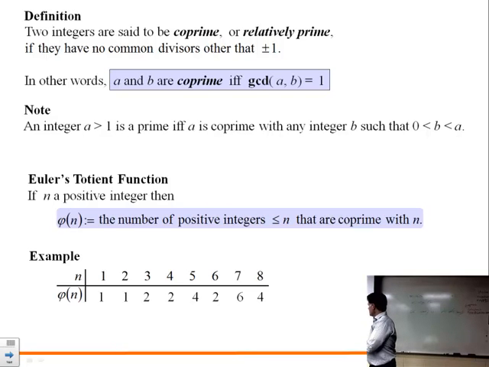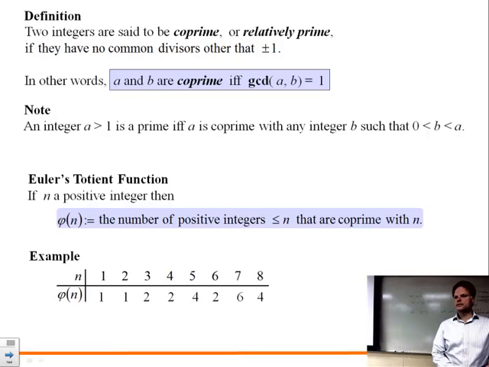4, I've got 2 numbers coprime with 4 less than it, the odd numbers, 1 and 3. 5, all 4 numbers between 1 and 4 are coprime with 5. 6, I only have 2 numbers coprime with 6. What are they? 1 and 5. All numbers less than 7 are coprime with it, so I have 6 of those. And then there are only 4 numbers coprime with 8. What are they? They're going to be the odd numbers, 1, 3, 5, and 7.